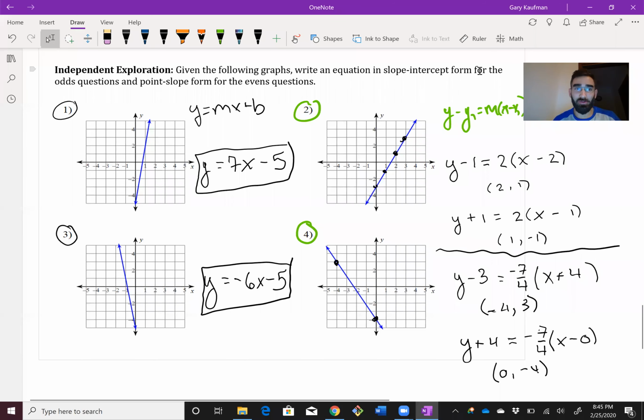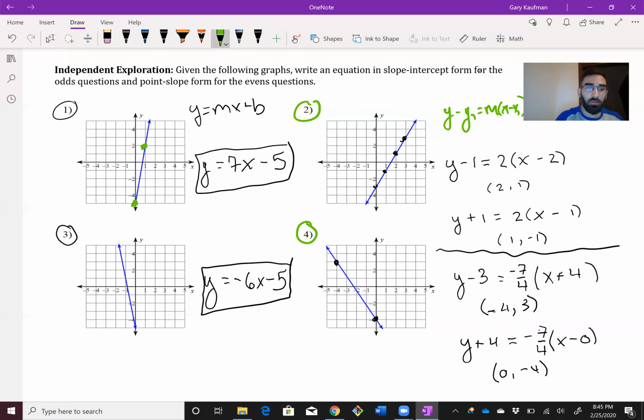So how'd that go? Slope-intercept form, there is only one option because there's only one y-intercept. So as you see here, what I did was I found the y-intercept, which was negative 5. And then I just counted to another point. So I found the other point, which was right here. Now you have to make sure it goes exactly through it. And I counted and I got the slope of 7.